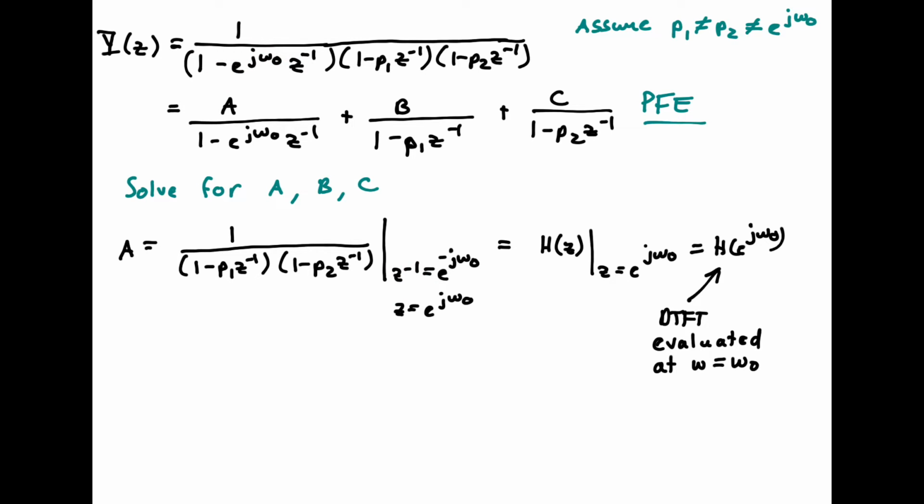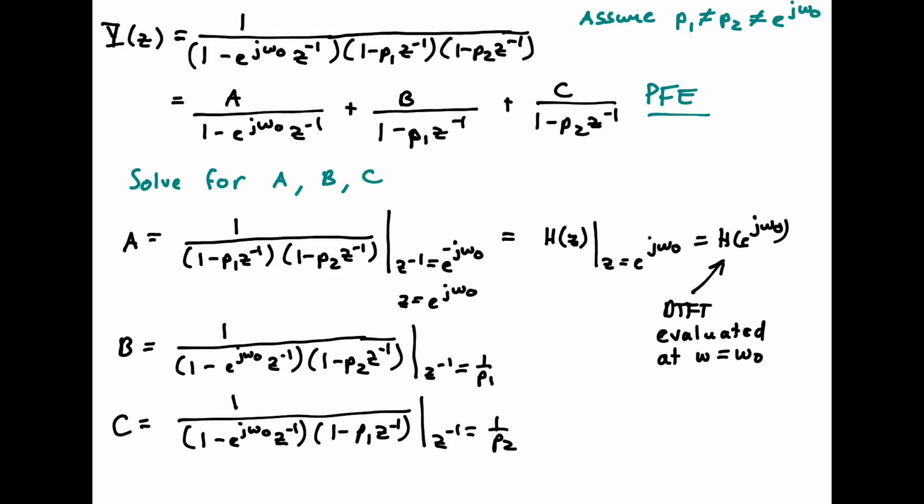That would be e to the minus j omega 0. Z inverse is equal to that, or z is equal to e to the j omega 0. Well, if z is equal to e to the j omega 0, we're effectively evaluating H(z). This is just H(z) now, because we took out this term. This is H(z) evaluated at z equal e to the j omega 0, and that's just the discrete time Fourier transform evaluated at the frequency of the input signal. We're using the relationship between the z transform and the discrete time Fourier transform.